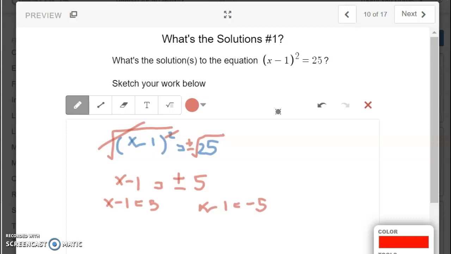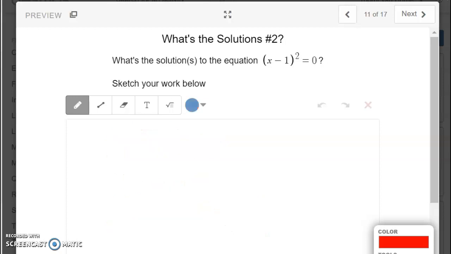Okay, and then add 1 to both sides, and I get x is equal to 6, and add 1 to the other side, and I get x is equal to negative 4. Notice that it's not 6 and negative 4 the same; the numbers are quite different. Another problem, x minus 1 all squared is equal to 0. Okay, so let's try to solve this. x minus 1 all squared is equal to 0. So that means we are going to take the square root of both sides again.